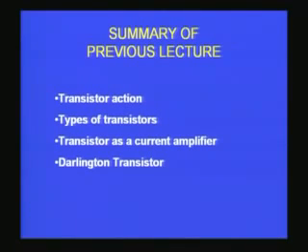We saw the basic action of a transistor, and different types of transistors like NPN, PNP, etc. And then we also saw how there is current amplification in the case of a transistor. We also demonstrated this using simple circuits. Then we also saw a combination of transistors which is very useful, called the Darlington pair transistor.